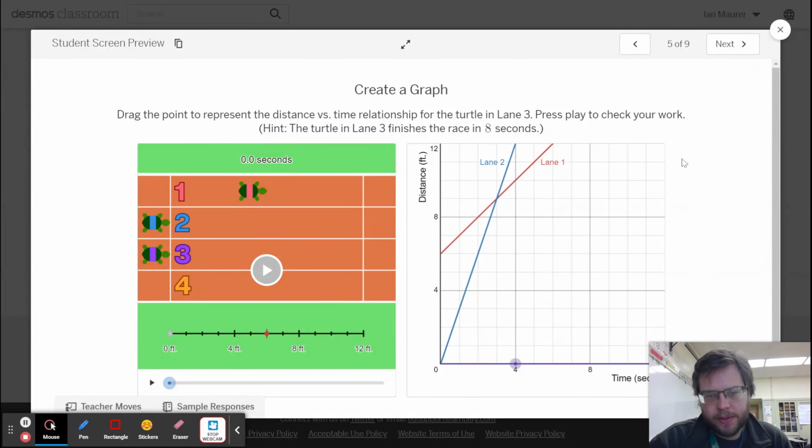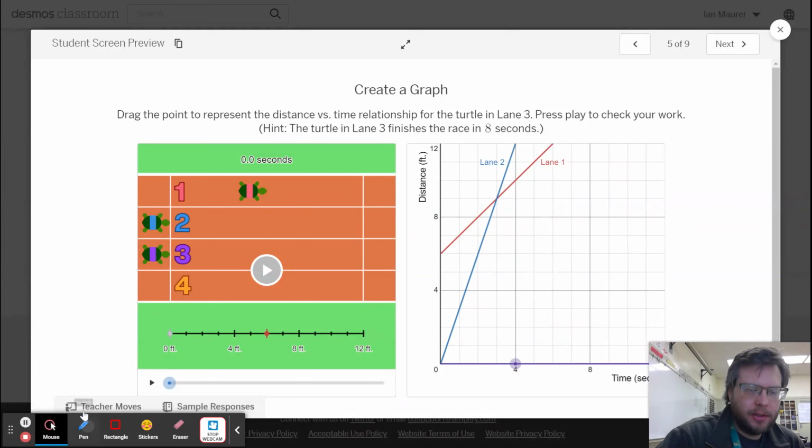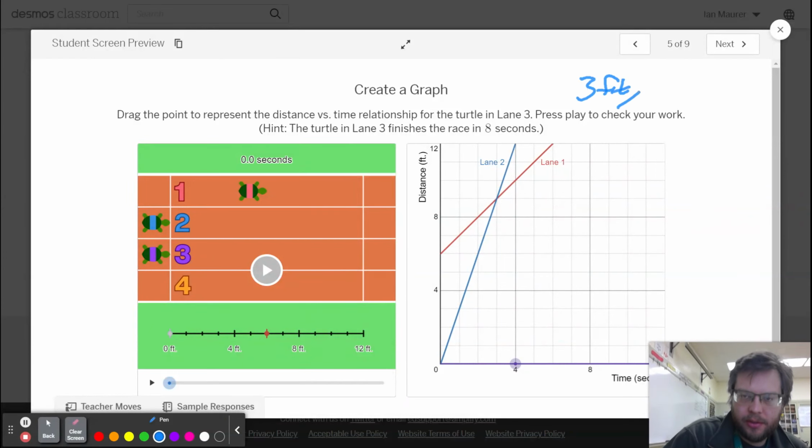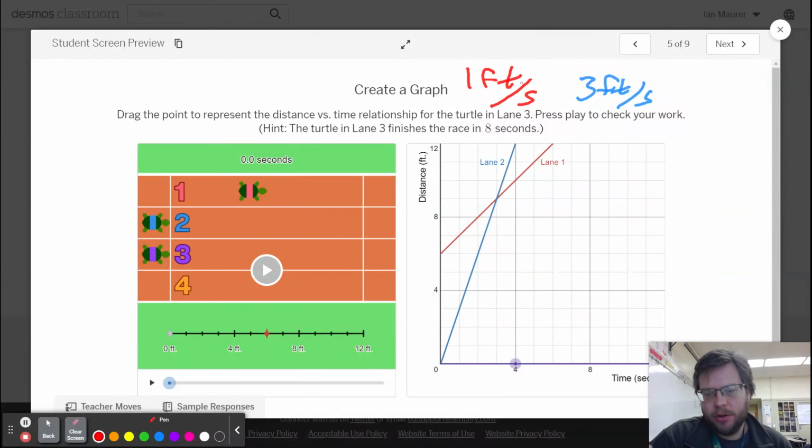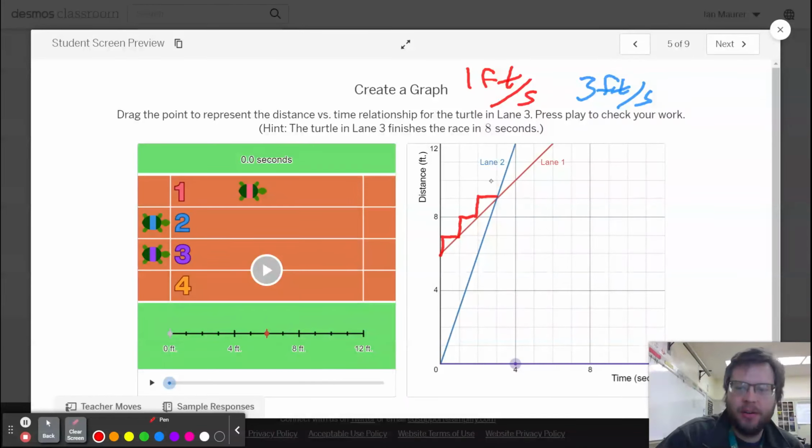So what I want you to notice was earlier we had identified that the blue turtle was going 3 feet per second. The red turtle is going 1 foot per second. And I want you to notice that that shows up perfectly in the graph as well. The red line goes up 1 foot for every 1 second, up 1 foot for every 1 second, up 1 foot for every 1 second. The foot is the y value, the second is the x value. We're just talking about rise over run.